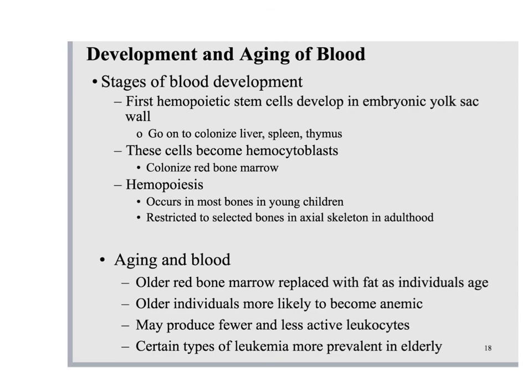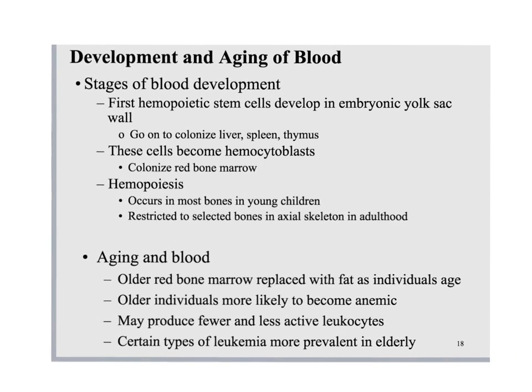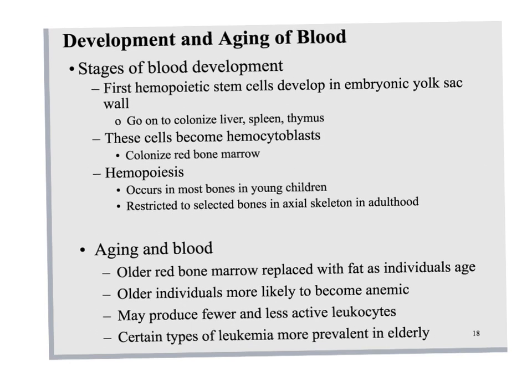And then finally, just some stages of blood development. Hematopoietic stem cells are found where? Where are blood cells formed? In the bone marrow, in the red bone marrow. Over time, your red bone marrow is replaced with fat as you age. As an infant, red bone marrow is found throughout the long bones, but as you age, the long bones fill with fat and become yellow bone marrow, and red bone marrow is only found in flat bones and in the heads of long bones. Questions on that?